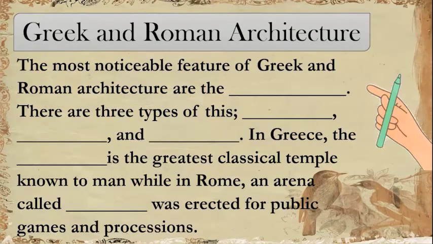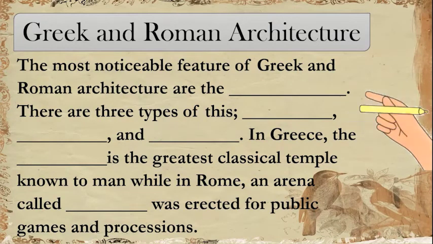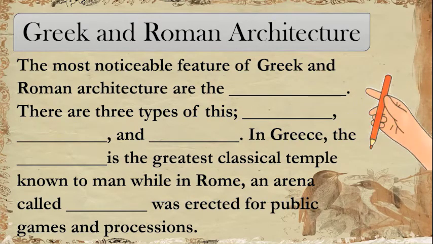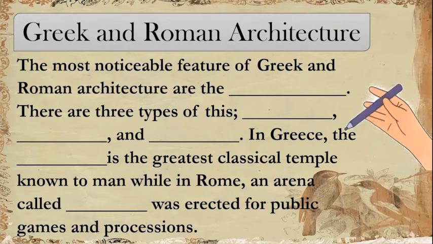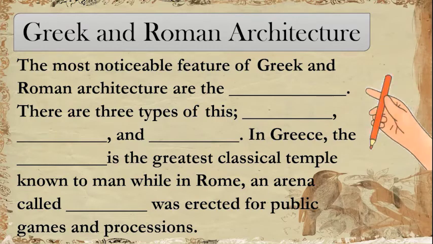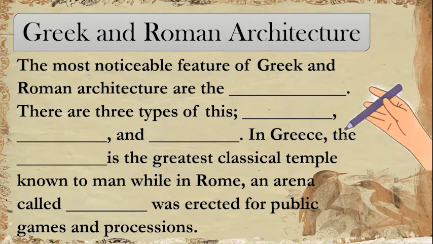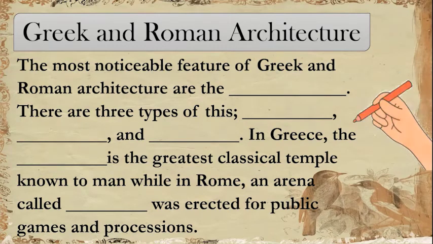Next, Greek and Roman architecture. The most noticeable feature of Greek and Roman architecture are the blank. There are 3 main types of this: blank, blank, and blank. In Greece, the blank is the greatest classical temple known to man, while in Rome, an arena called blank was erected for public games and processions.